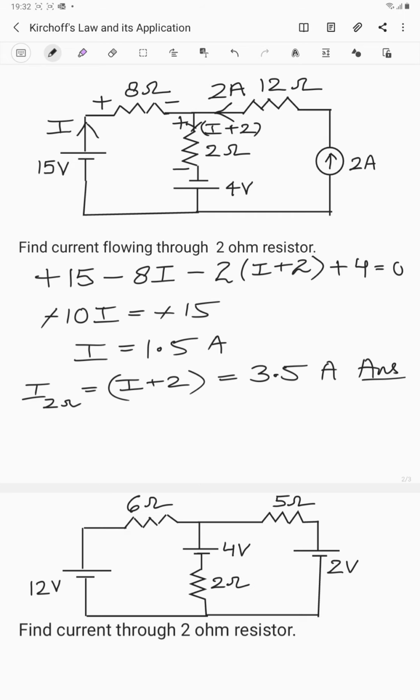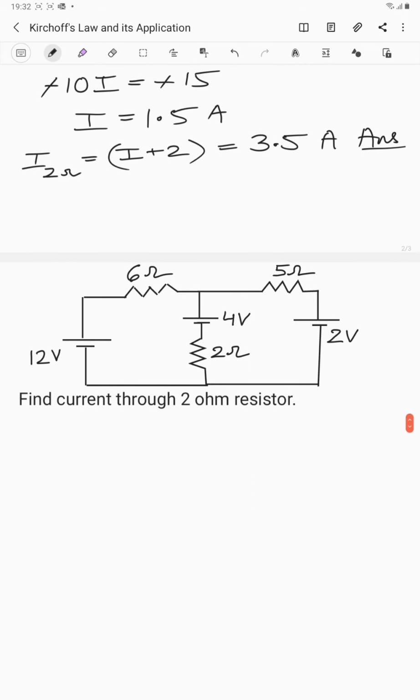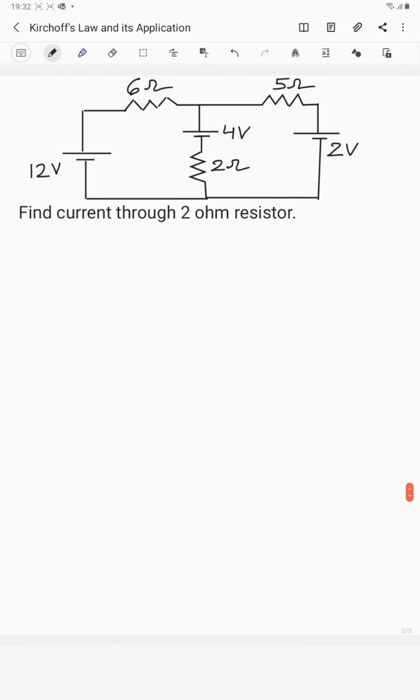Next, we have to solve another question. Here we have considered 3 voltage sources and no current source. So how to start this question? First thing we have to do is assume the current in each of the branches. Suppose this is the first branch. In this branch we assume a current, I1.